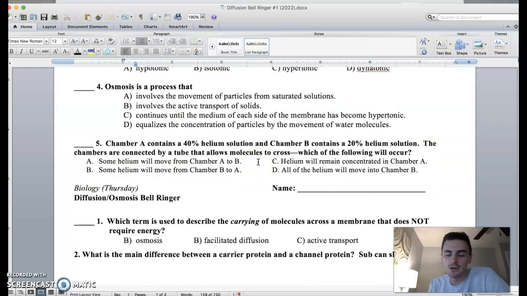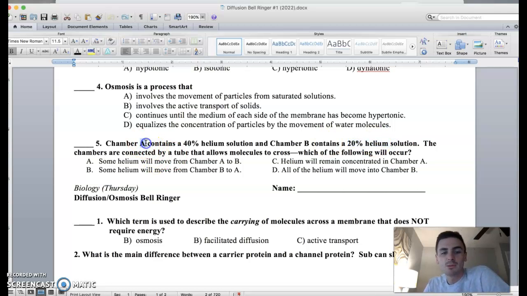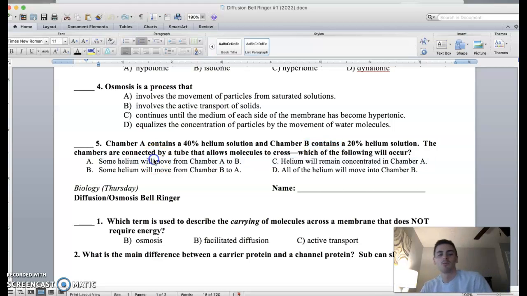Number five, you'd need to draw a picture. I draw a little box, and on one side I put A, 40%, and on the other side I put B, 20%. It says molecules are allowed to cross from side to side, and I know diffusion says things will move from high to low. So it will move from the 40% to the 20% until they equal out, which means things will move from A to B, which is our first option here. Some helium will move from chamber A to chamber B because we go from high to low.